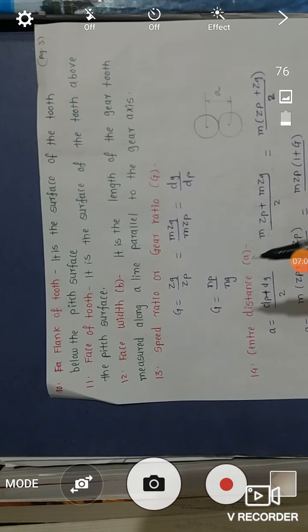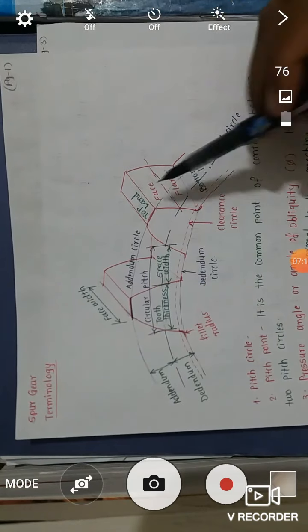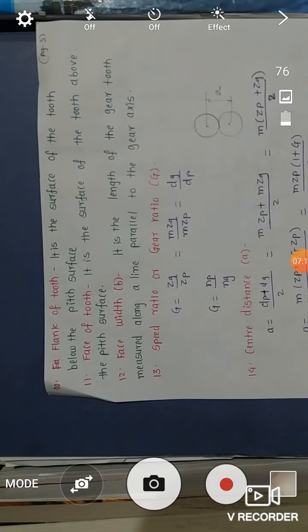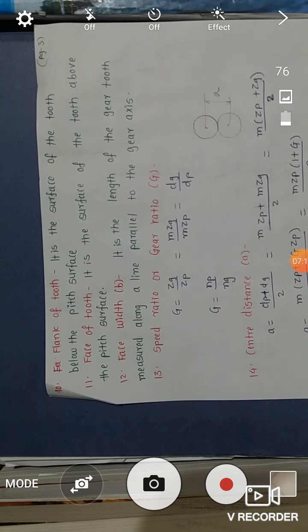Next is flank of the tooth. It is the surface of the tooth below the pitch surface, and face of the tooth is the surface of the tooth above the pitch surface. We already saw this in the diagram. This portion is called as face and this portion is called as flank. Face width B is the length of the gear tooth measured along a line parallel to the gear axis. This distance is called as face width B.